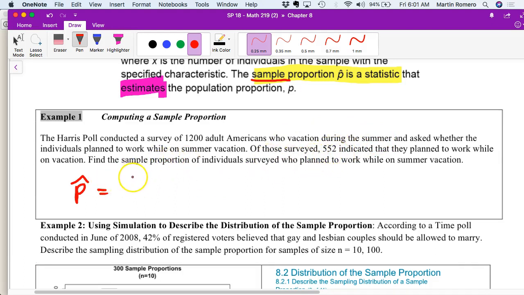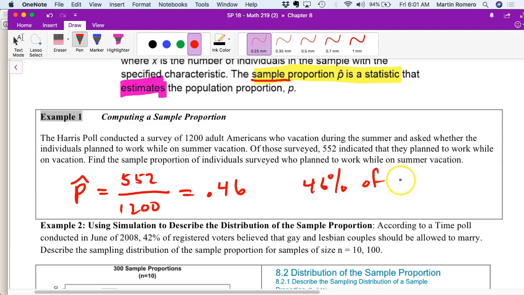552 said they plan to work out of the 1,200. And from there, that's 0.46. So we know 46% of people plan to work. And again, we only asked 1,200 adults, but that's supposed to be an estimate of the population. That's the idea we had done before, and now we're talking about a sample proportion.